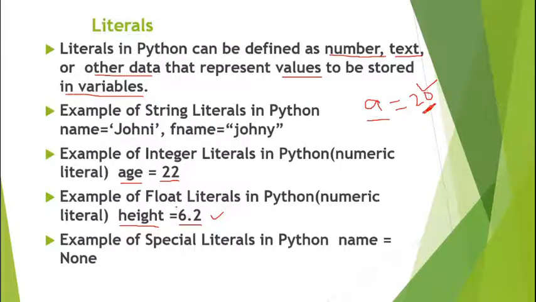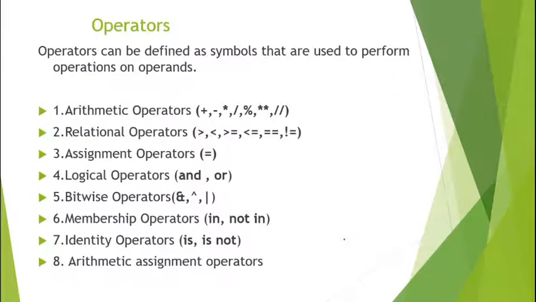This is a float type of literal, this is an integer type literal, this is a string type literal, and some special literals are also there. None: we can store None in a variable also. name = None is also possible. Make sure that the word None must start with a capital letter N. These are the special literals, and None means nothing.